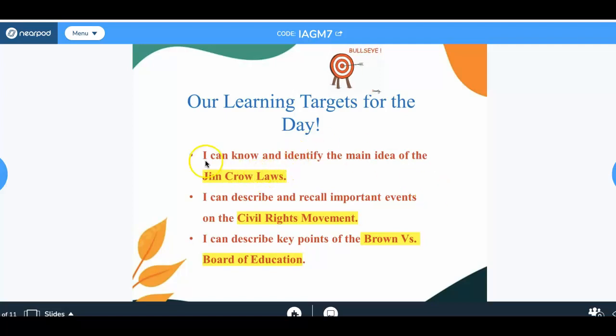So right here it says I can know and identify the main idea of the Jim Crow laws. I can describe and recall important events of the Civil Rights Movement. I can describe key points of Brown versus Board of Education. And I also highlighted the key and important definitions that they're going to need to know during this lesson and throughout the entire unit for civil rights.